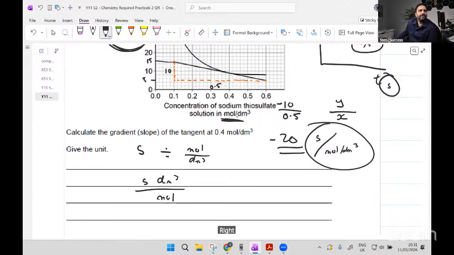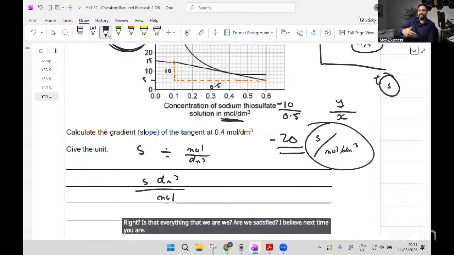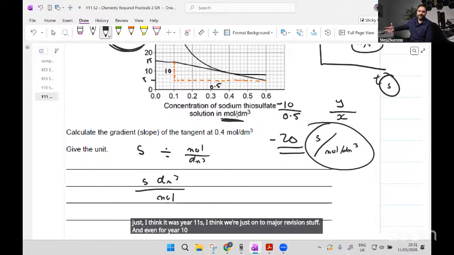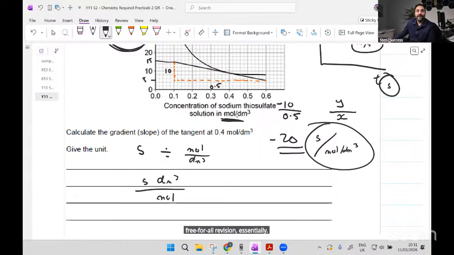Right, is that everything? Are we satisfied? I believe next time, I think for year 11s, we're just on to major revision stuff. And even for year 10, we're basically going back to earlier topics and doing exam questions in the lessons. With the exception of a couple of maths topics, the sciences is basically just free for all revision, essentially, ahead of any exams that you might have at the end of the year.